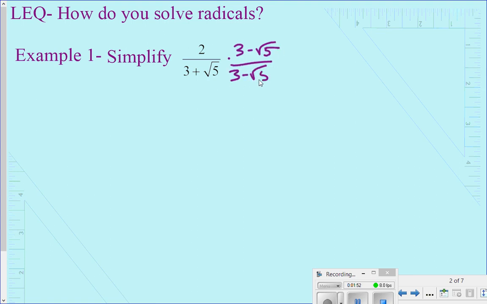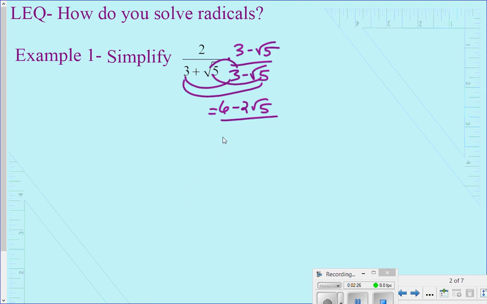Very similar to how we simplified problems earlier in the year that involved an i. So if it said 3 plus i, we multiplied numerator and denominator by the complex conjugate. Same idea here. So that's how we're going to get rid of that radical from the denominator. So distributing the 2 gives me 6 minus 2 root 5 in the numerator, and then I'm doing FOIL, first, outer, inner, last, or distributive property, but really all that matters are the firsts and the lasts, because the outer and the inner are going to cancel out.